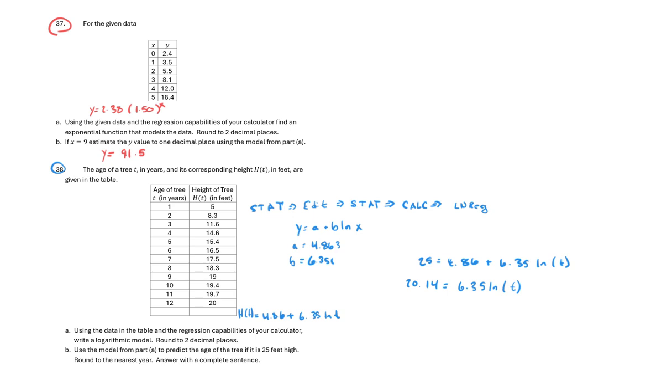So now we divide by 6.35 to get that 3.17 equals natural log of t. Now to solve for t, the last step that we need to do is take e to this power. So we're going to go e to the 3.17, and we have that 23.85 is equal to t. So we can just round this to the nearest year and say that it's going to be approximately 24 years for the tree to reach its height.